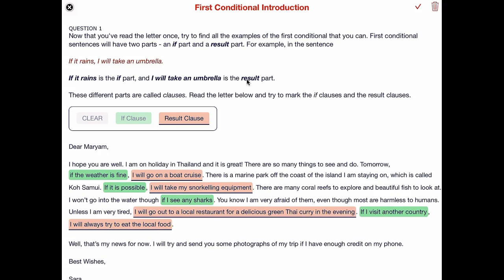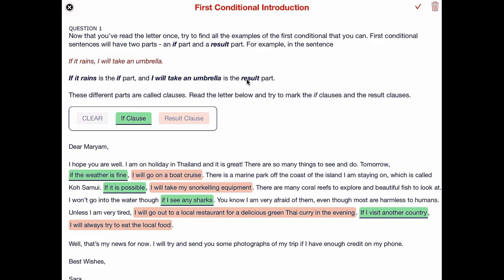Now, hold on a second. What's going on there? I have a will clause without an if clause. And that's one of the things that you need to recognize: you don't always need the word if to create a conditional. 95% of the time you'll have it, but you can use other words as well. For example, unless. Some other words you can use are when, and anything that indicates something in the future.